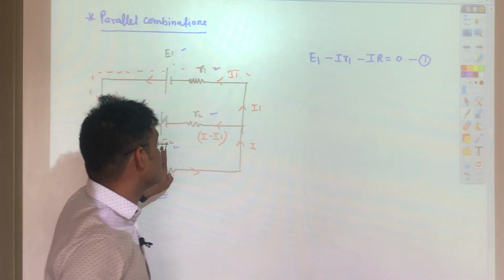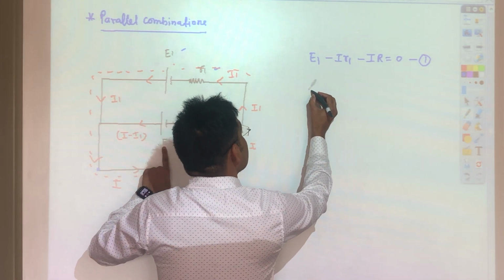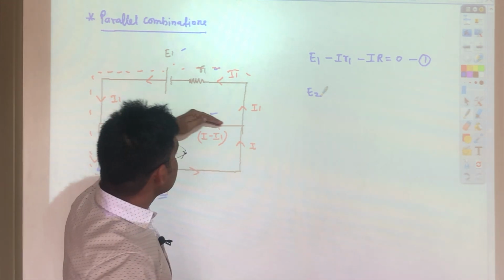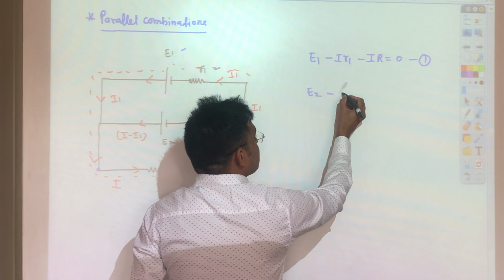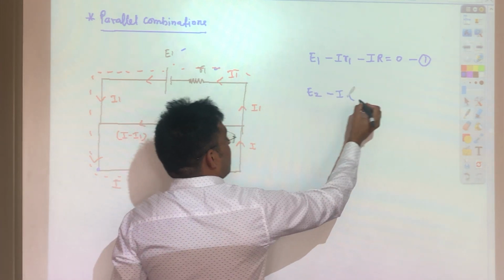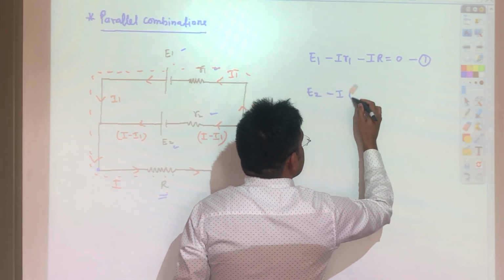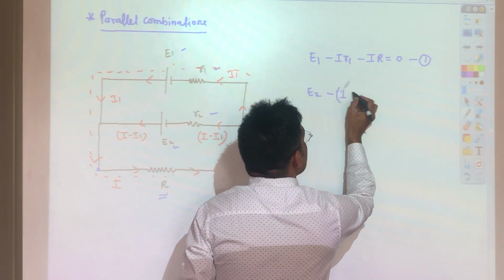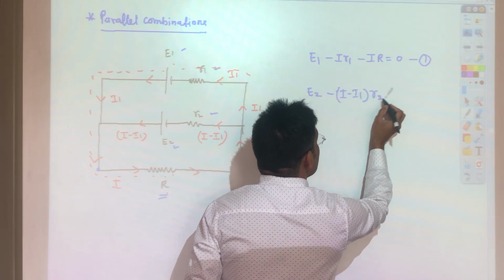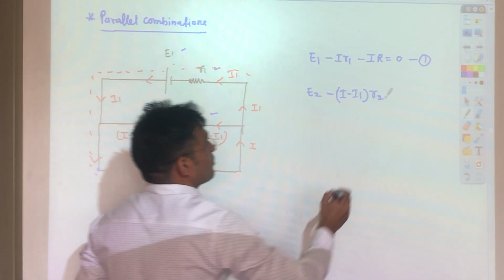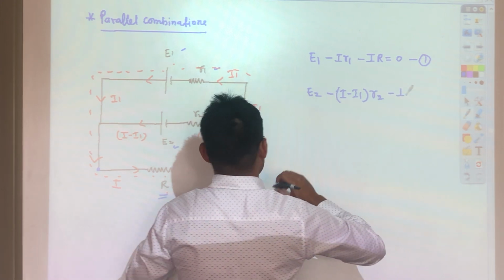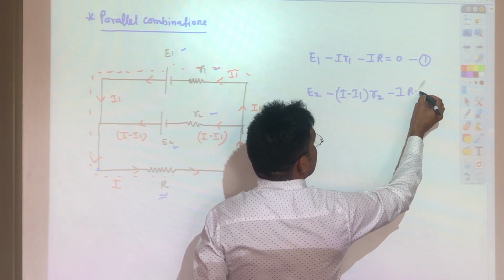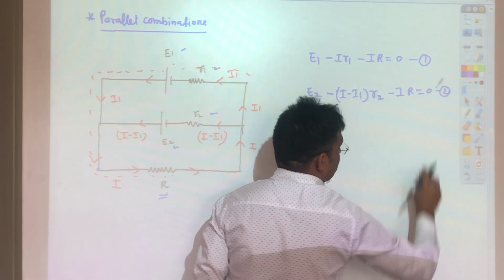So if I enter at the positive terminal of E2, what I will write is plus E2. Here, I am moving opposite to the direction of current, so I will write minus I, minus, just a minute, minus (I minus I1) into R2. Then I reach this point, then I will write minus I into R is equal to 0. This is the second equation.